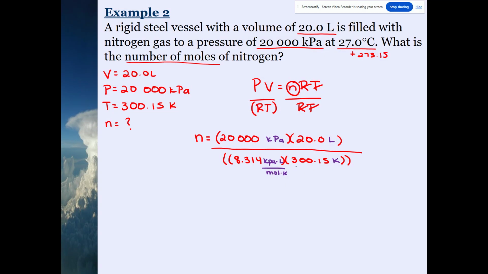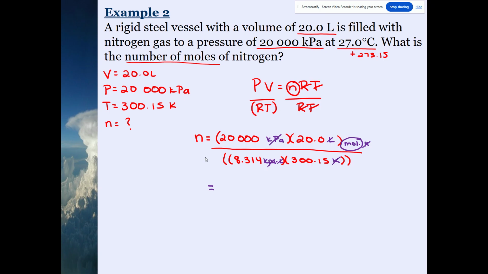Now, if you ever in the denominator of a fraction have another denominator, mathematically it moves up and becomes part of the numerator. So this mole times Kelvin from the bottom moves up to the top. Okay, for unit analysis, my kilopascals cancel, my liters cancel, my kelvins cancel, and we are left with mol on the top. Okay, so in your calculator, make sure you use the brackets the way I have here.